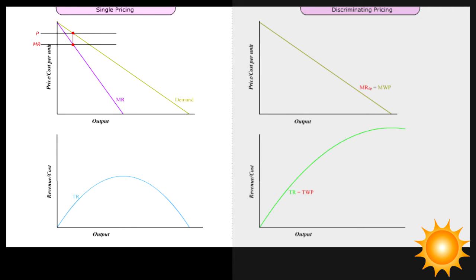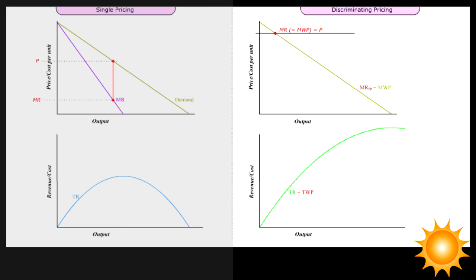Under single pricing, marginal revenue, MR, is less than price, P, because price must be lowered for all units in order to sell just one more unit. Under discriminating pricing, MR, that is MWP, is equal to price because each unit is sold at a different price.